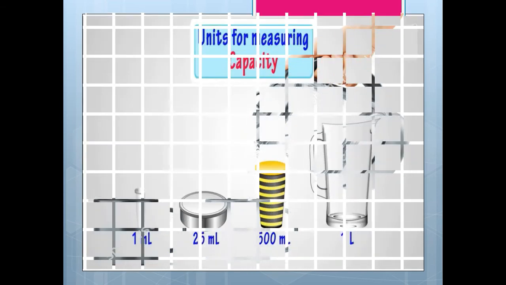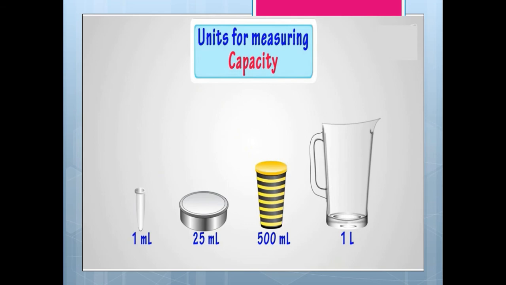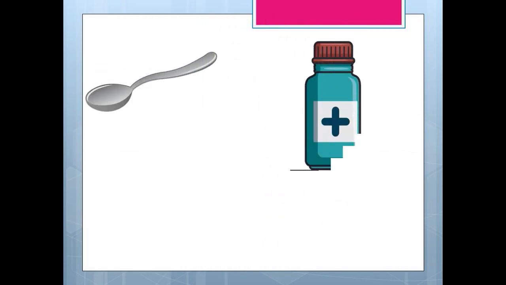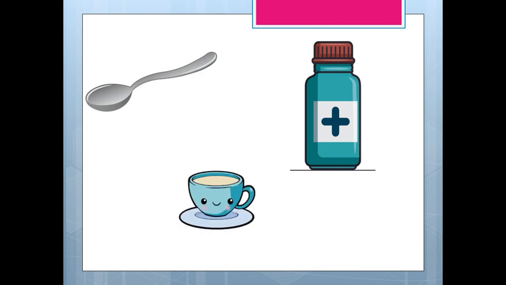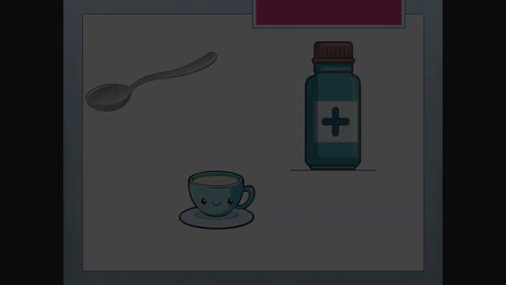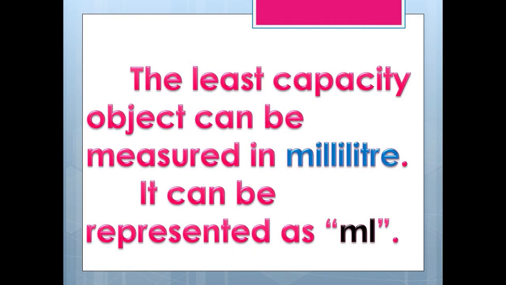For this reason we use units for measuring capacity. The least capacity objects like a spoon, medicine bottle, and teacup can be measured with the unit called milliliter. See children, the least capacity object can be measured in milliliter. It can be represented as ml.